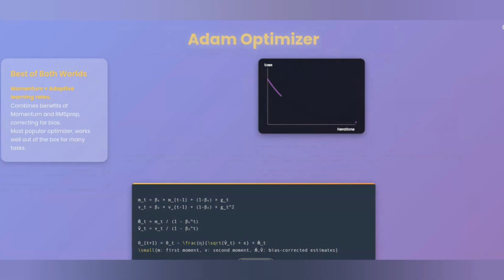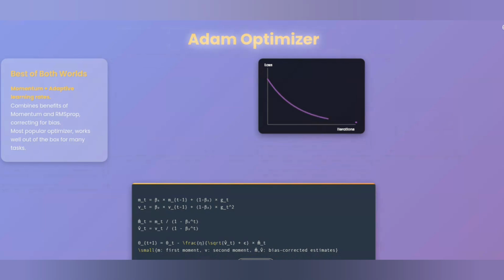And now, ladies and gentlemen, meet Adam, the optimizer that changed everything. Adam combines the best of both worlds, momentum's memory and RMSprop's adaptive learning rates. Adam maintains two exponential moving averages, m for momentum, like a heavy ball rolling, and v for the adaptive learning rate, like smart brakes that adjust to conditions. The equations look complex, but the intuition is beautiful.